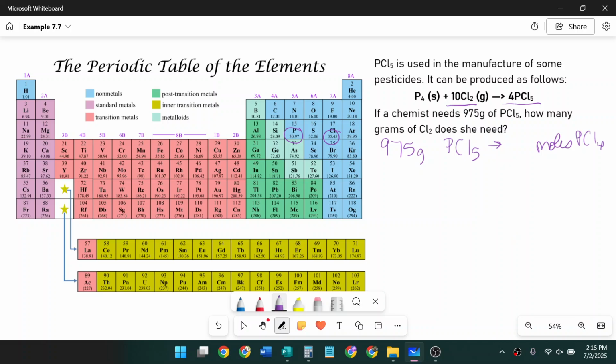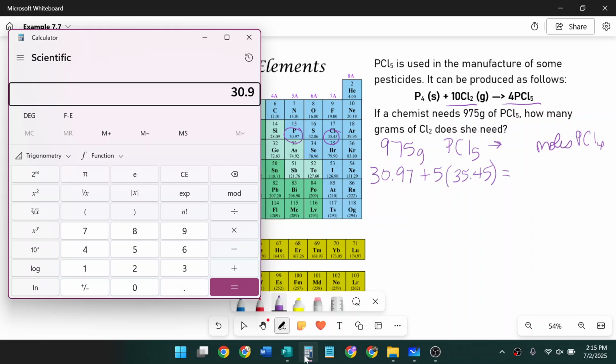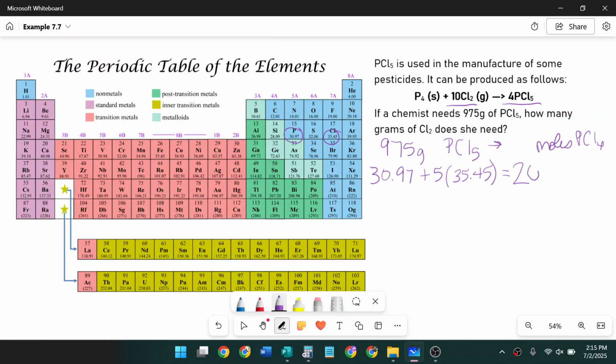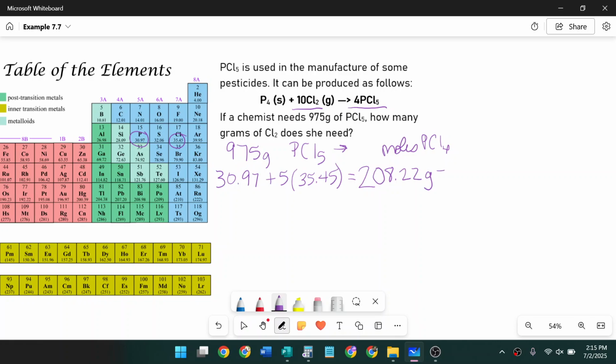So first we're going to figure out 30.97 plus 5 times 35.45. And remember, this is like 35.45 being added 5 times, so the 5 does not affect our significant digits. So we're just adding, and we're still going to keep it at the hundredths place, because when we add, we keep the place value the same. Oh, I made my number go away. 208.22. That's how many grams is in 1 mole of PCl5.